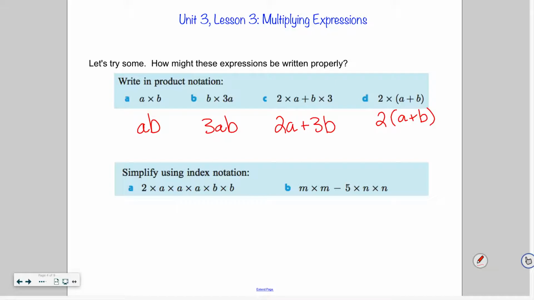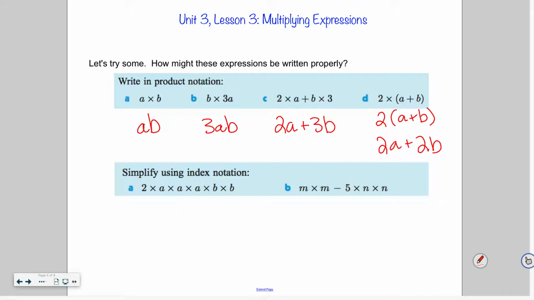Is there another equivalent answer? Is there another answer based on what we did yesterday? Very, very good, but put the number first. Help her out. 2a plus 2b. Very good. 2a plus 2b.